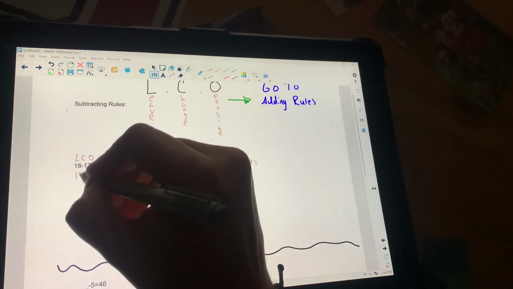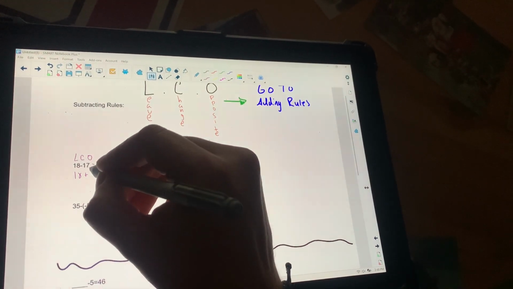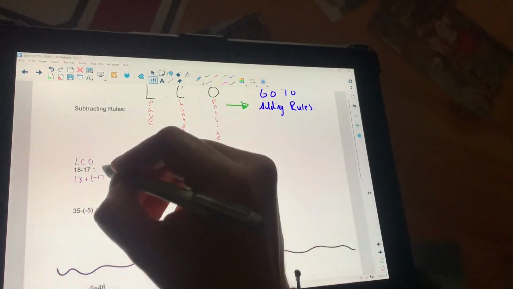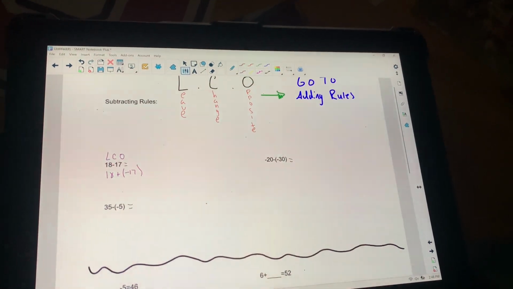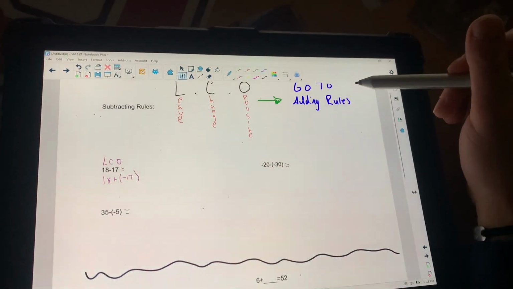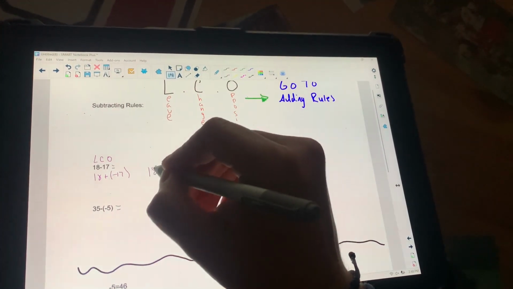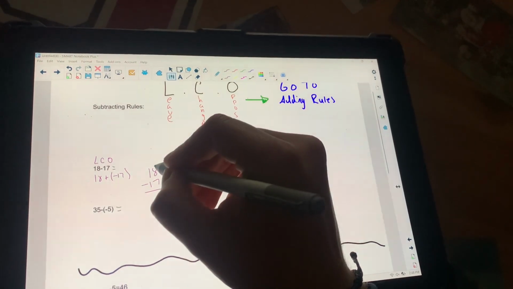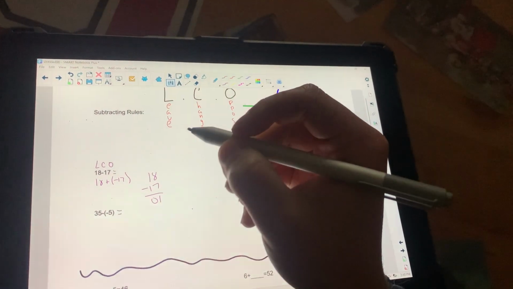So leave 18, change my negative to an addition sign, and then positive 17 is now negative 17. So I go 18 plus negative 17. I go back to my adding rules. Same sign or different? They're different, so I subtract. 18 minus 17. 8 minus 7 is 1. 1 minus 1 is 0. So my answer is 1.